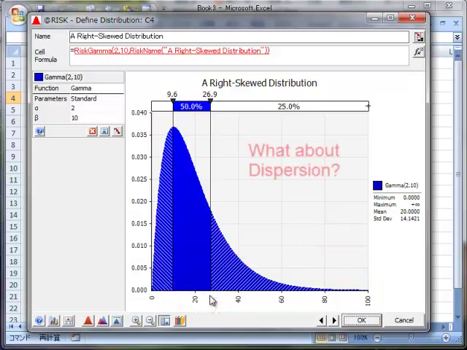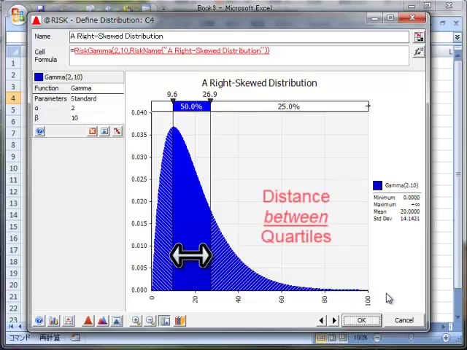Now what is a measure of dispersion? How widely it's dispersed is the distance between these two quartiles. The interquartile range. And that's going to be 26.9 minus 9.6. That's a measure of dispersion.